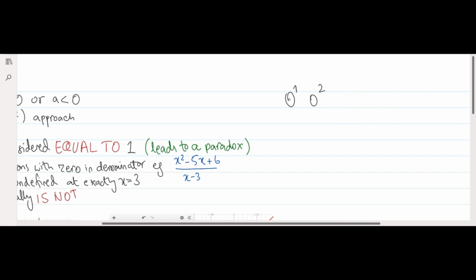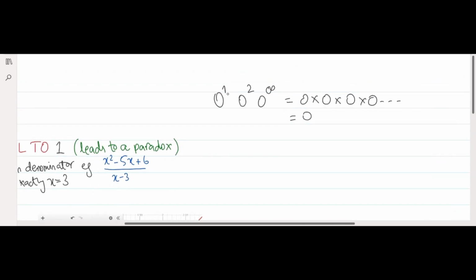So 0 raised to any positive number is simply equal to 0. Why is that? For example, 0 raised to infinity is even 0, because you are simply multiplying zeros with themselves. You are multiplying 0 by 0 by 0 by 0 and so on, right? So it's basically equal to 0. Anything multiplied by 0 is equal to 0.